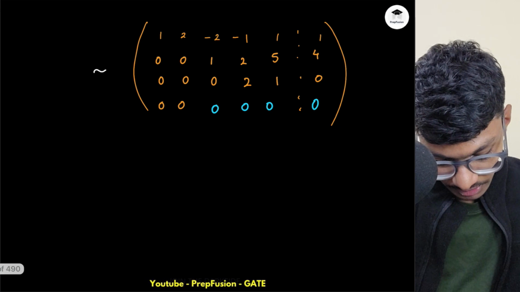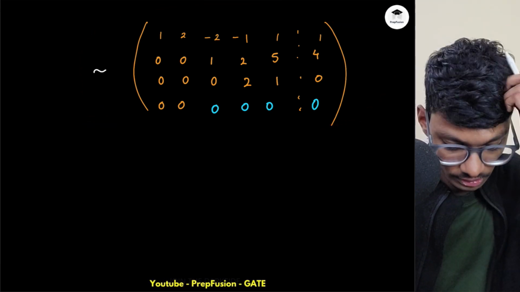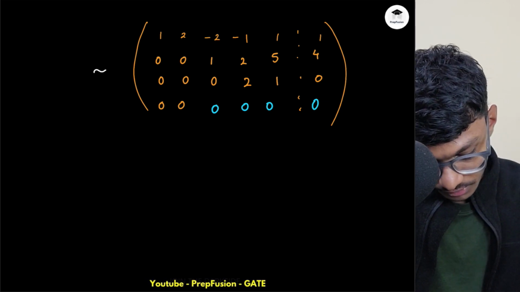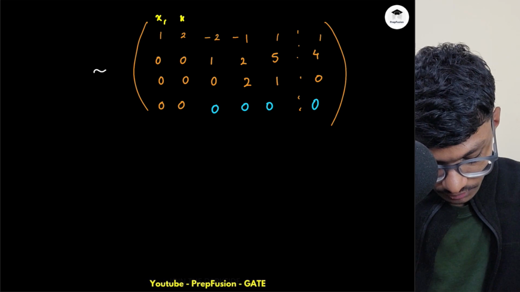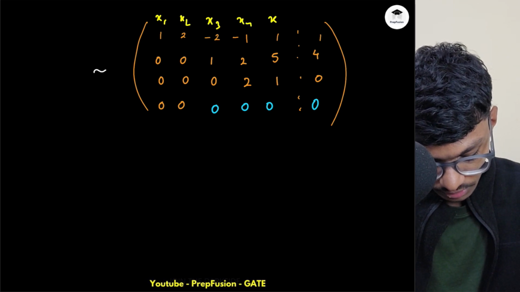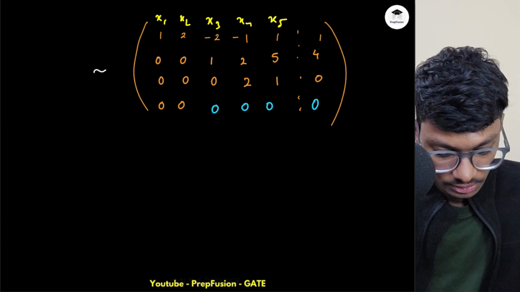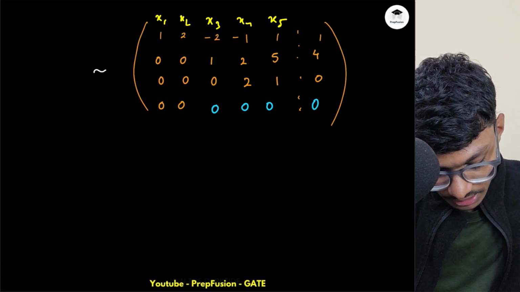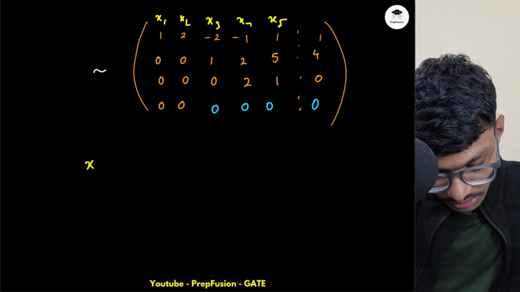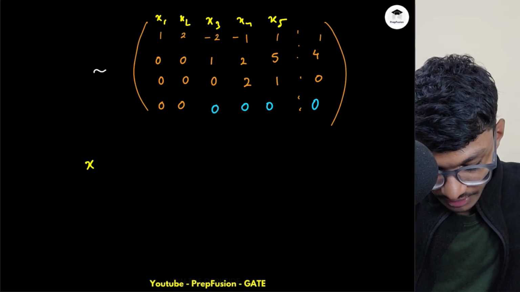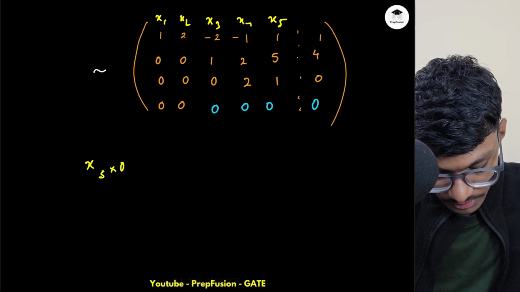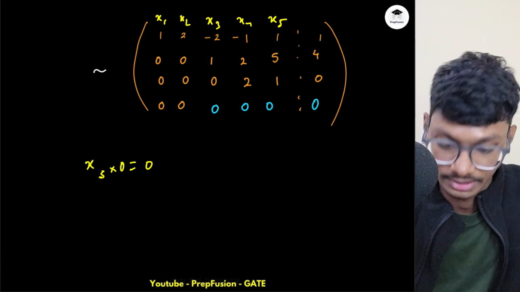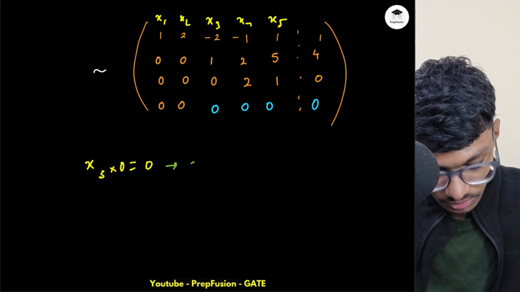Let's see. My coefficient matrix is this. If I write it like this, here we have x1, x2, x3, x4 and x5. I have just swapped these two, if I remember. Yes, these are right. So basically this whole equation is 0. So x5 times 0 equals 0 always. So obviously my x5 can be anything. This is always true.